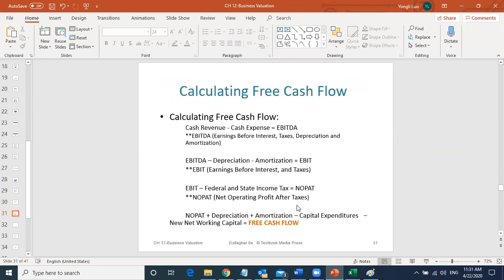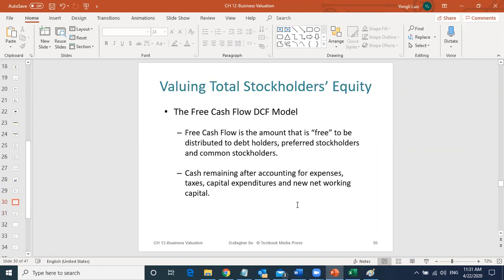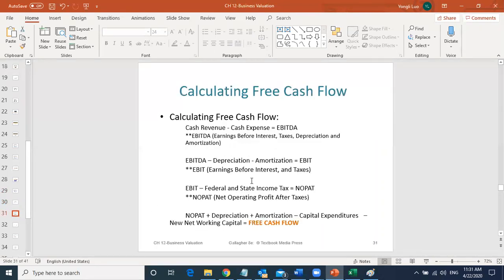We can also use the free cash flow model, to estimate the free cash flow of the company. Since chapter 11 is skipped, this is how you calculate free cash flow.